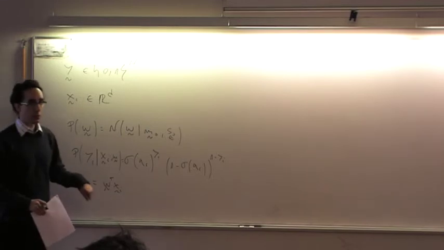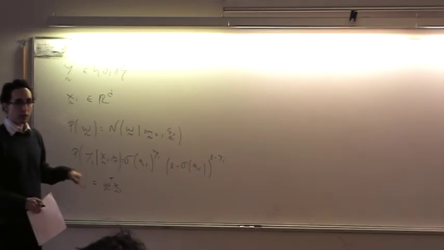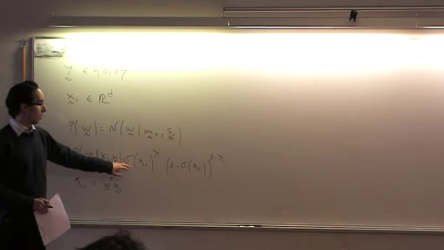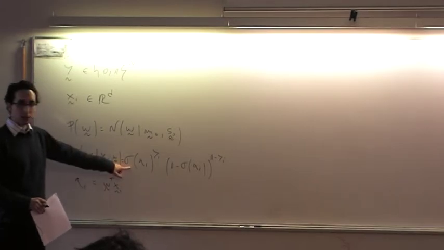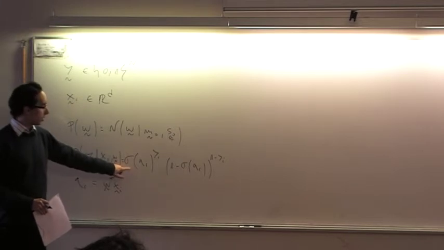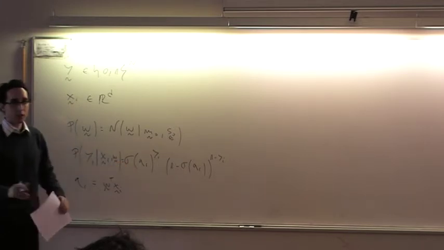The cumulative probability function of a logistic distribution is going to be the logistic function. So in the previous case, I had the probit function, which was the CDF of a Gaussian. Here I have the logistic function, which is the CDF of a logistic distribution.